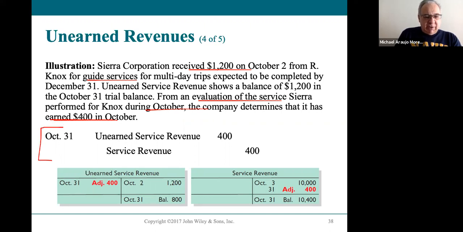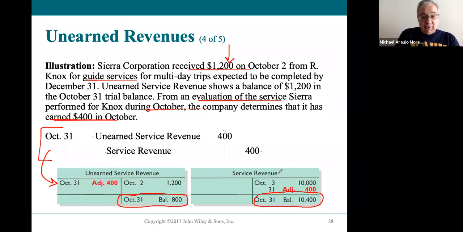That $400 is still sitting here in unearned revenue, where it should be in revenue. So we debit the unearned service revenue account by 400, and we credit the service revenue by 400. That's the journal entry. It'll get posted into the ledger. Now the liability is lower, $800 in unearned service revenue, and our service revenue is higher. Remember, revenue is where the profits are. So that's all good stuff.